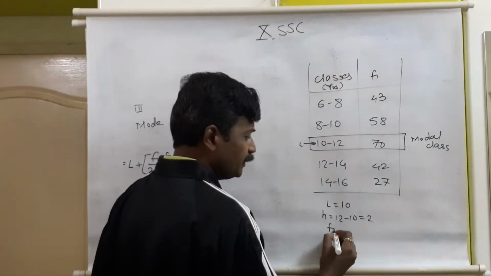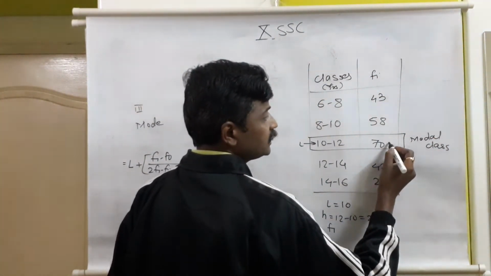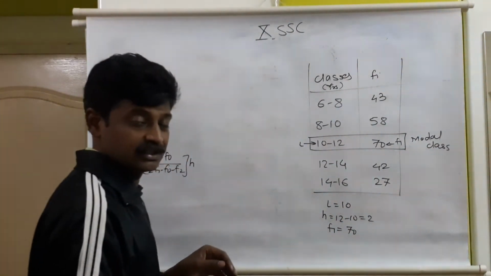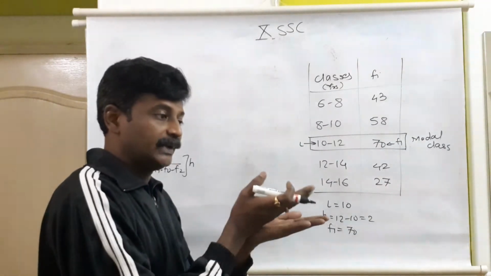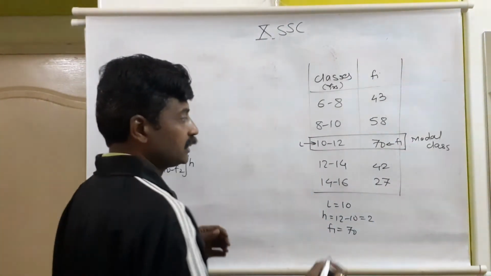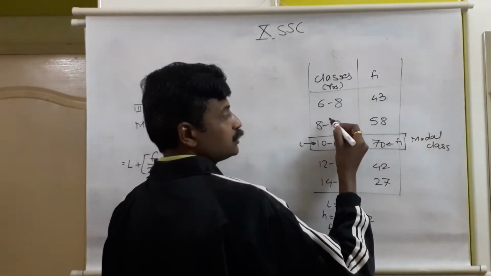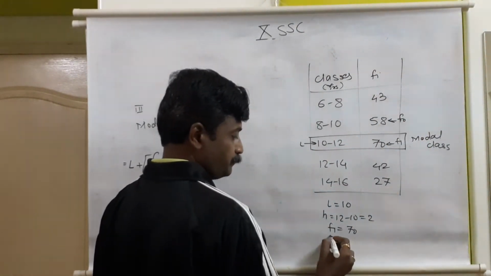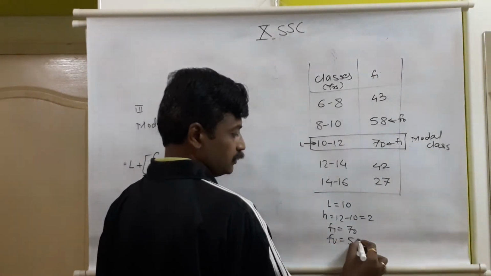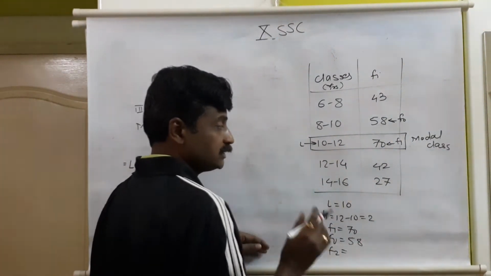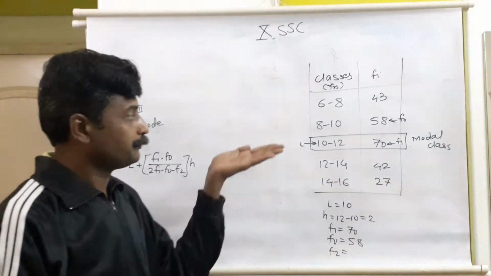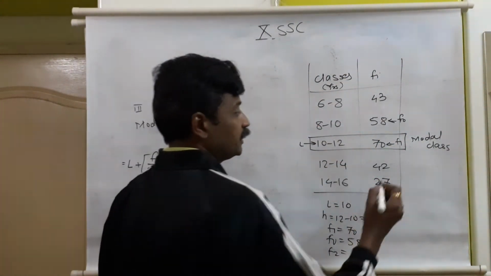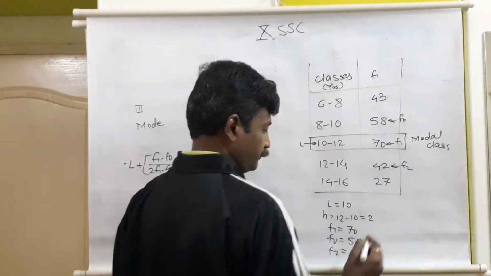f1 is the frequency of the model class. This is the model class, so the frequency of the model class is 70. f1 value is 70. f0 is the frequency of the previous class of the model class. The previous class is 8 to 10, its frequency is 58, so f0 is equal to 58. f2 is the frequency of the next class of the model class. The next class is 12 to 14, frequency is 42, so the value of f2 is 42.